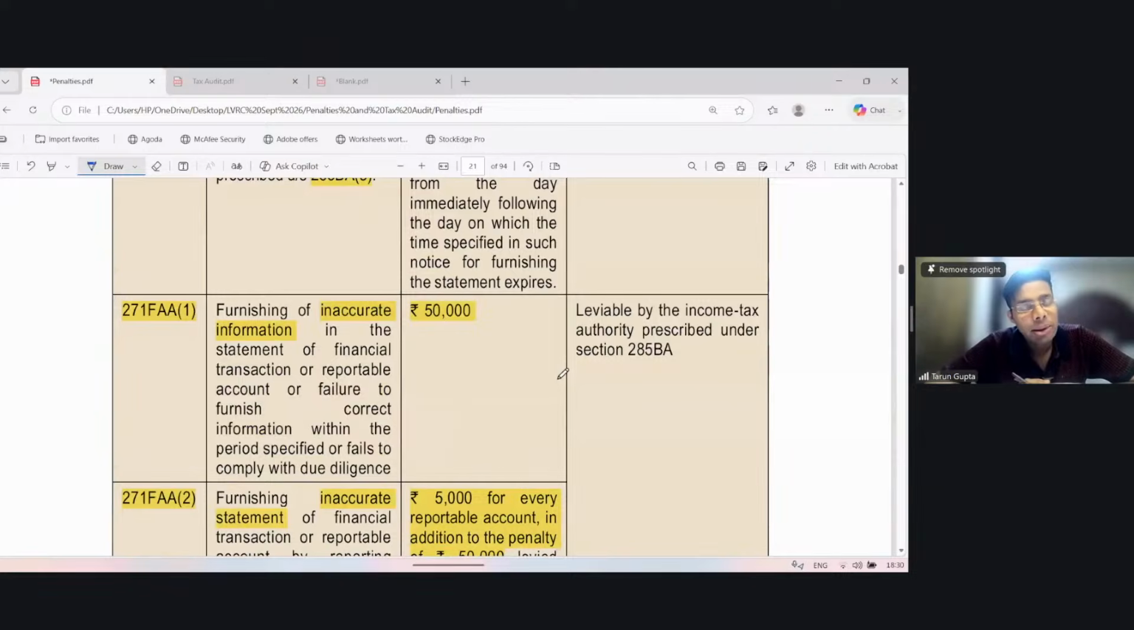271FAA subsection 1. It is also in respect of furnishing of incorrect information in the statement of financial transaction or reportable account, or failure to furnish correct information within the period specified. Then the penalty is equal to rupees 50,000.